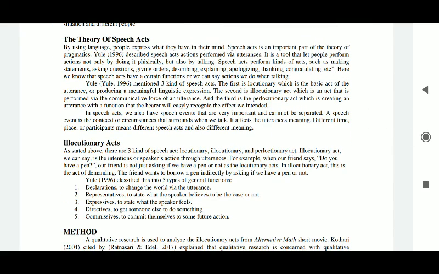We move to the theory of speech act. By using language, people express what they have in their mind. Speech act is an important part of the theory of pragmatics. It is action performed via utterances, and it's a tool that lets people perform actions not only by doing it physically but also by talking.